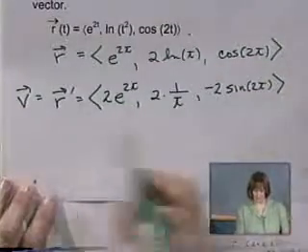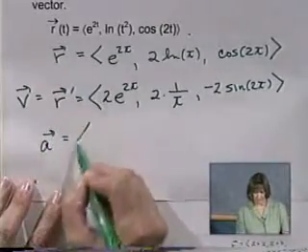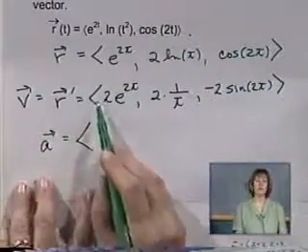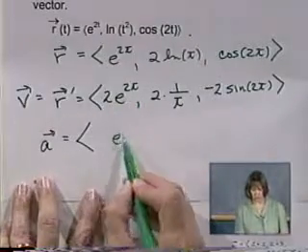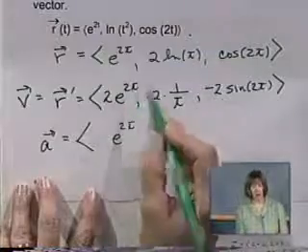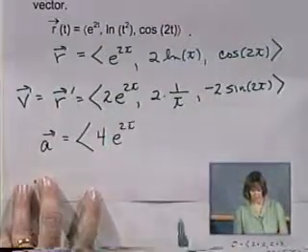All right, now to get my acceleration, I need to differentiate again. Well, I have a constant 2 times e to the 2t, so it's going to be 2 times e to the 2t times 2, right? Because the derivative of 2t is 2, so I'll have a 4 here.